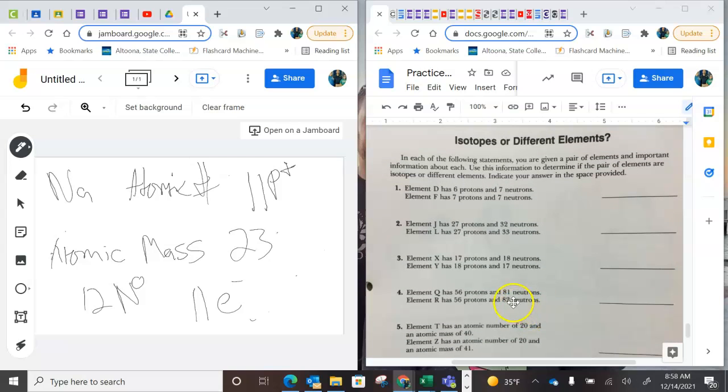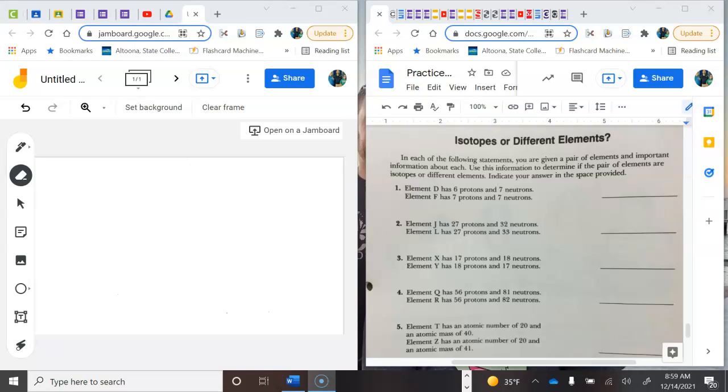One of the last things that we talked about in section 1 is the isotopes versus the same element. Basically, to be the same element, you have the exact same number of protons. So number 1, element D has 6 protons, 7 neutrons. Element F has 7 protons, 7 neutrons. Because they have different numbers of protons, for number 1, when you have these different numbers of protons, these are different elements. They're not the same thing.